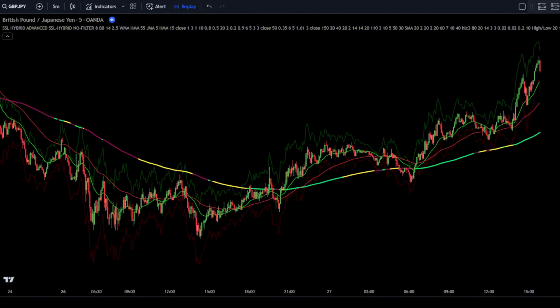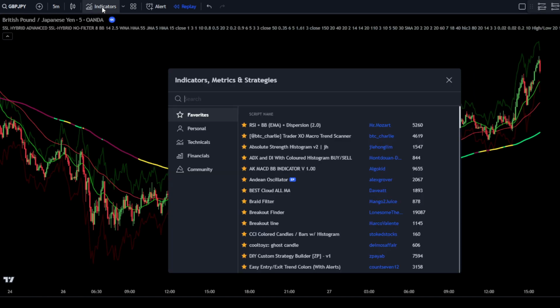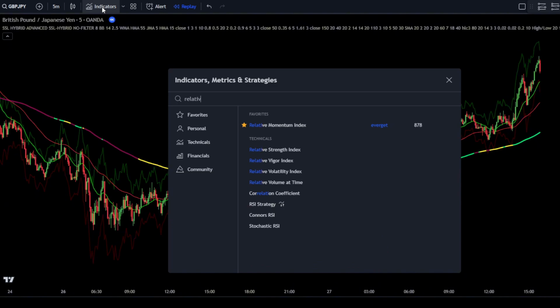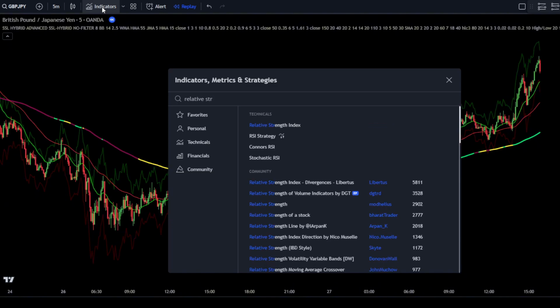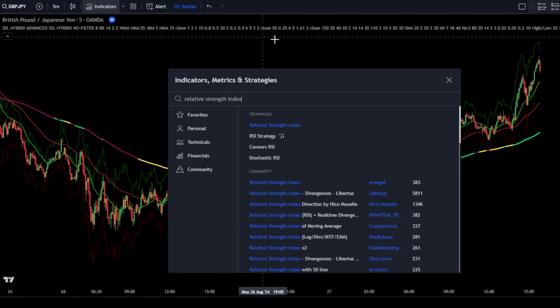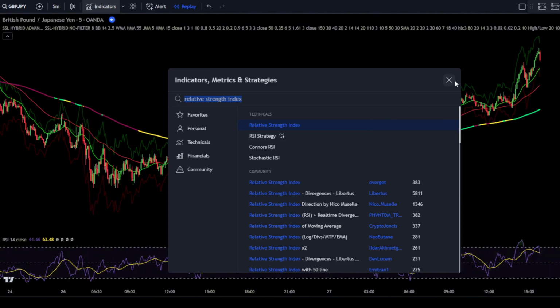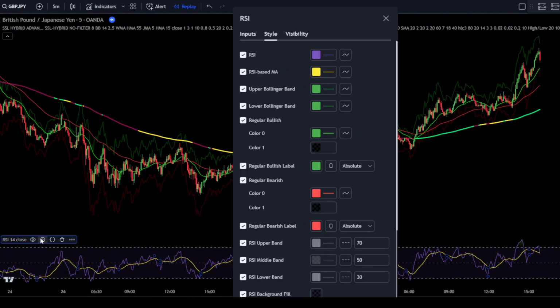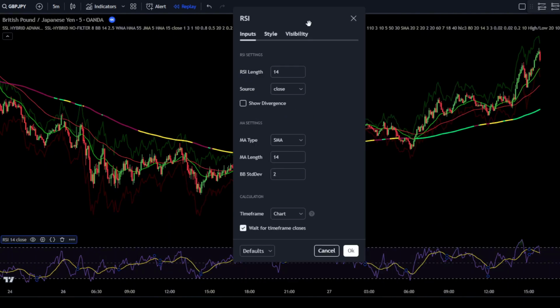Now, let's add the second indicator, which will guide us in placing orders in the market. Go to the Search Indicator tab and type RSI or Relative Strength Index. Next, select the default RSI indicator from TradingView. Now, adjust the settings of the RSI indicator. Change the RSI length value to 8.